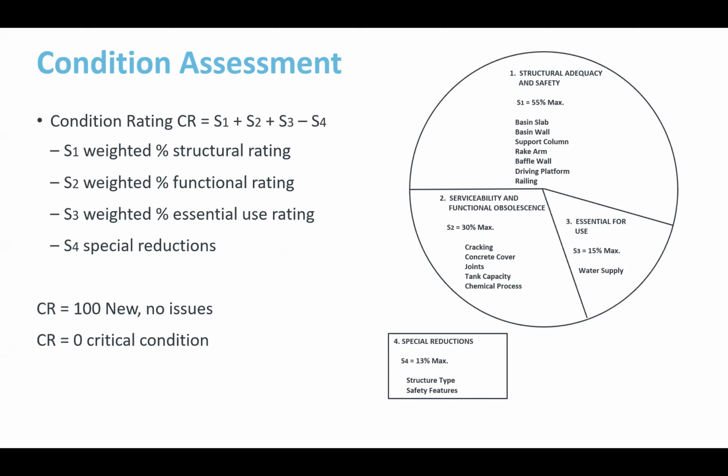Here's my condition assessment. So S1 plus S2 plus S3 minus S4. The only real difference here is the items that you're looking at. So a structural adequacy and safety, a max score 55, just for example. This time the elements are the basin slab, the basin wall, the support columns, the rake arms, the baffle wall, the driving platform, the railings, and anything else that's structural that you could come across.